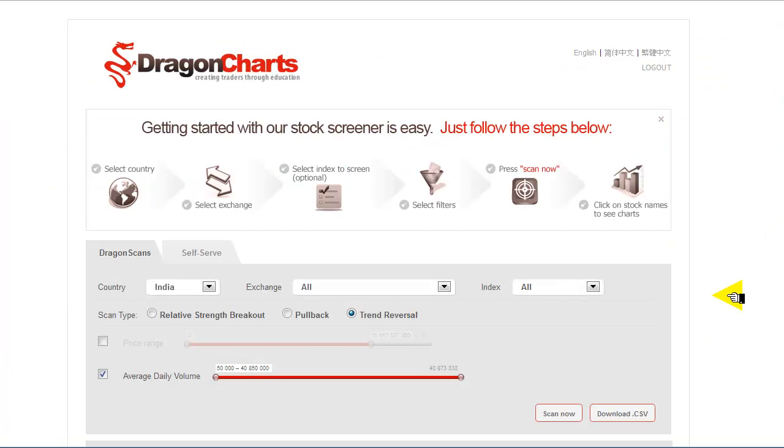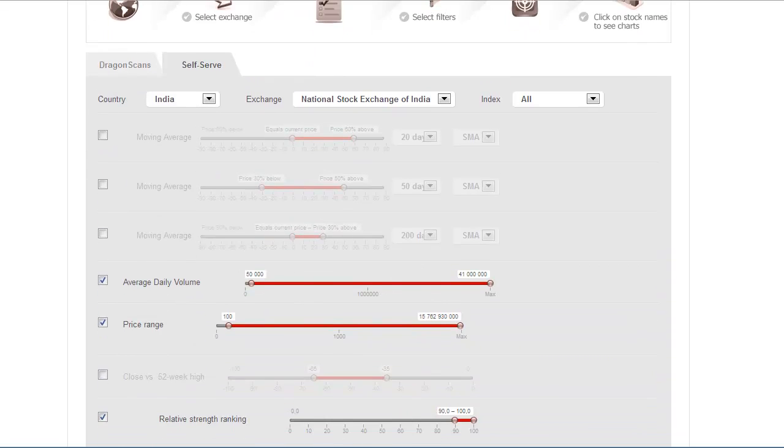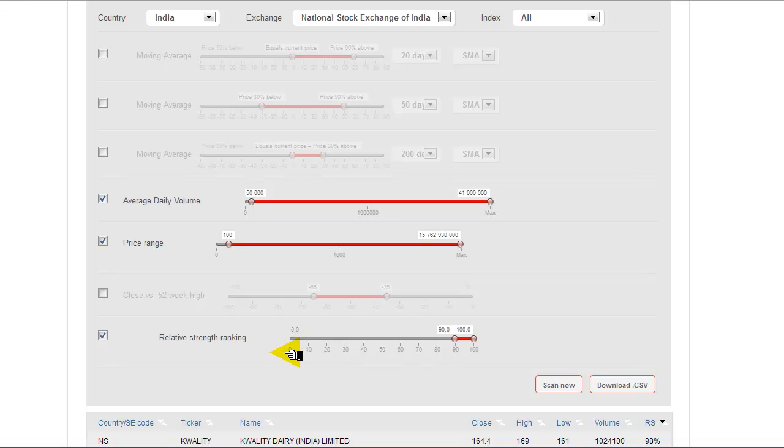Now for more flexibility, let's go back to the self-serve scans by clicking on this tab right here. Again, we'll select India, and this time we'll select National Stock Exchange. Now in a weak stock market, a very quick and easy way to find the stocks with the most relative strength is by using what I call our relative strength ranking, which you see on the bottom here. Now note that this is not the RSI indicator. Rather, our relative strength filter gives us a percentage ranking from 1% to 100% and indicates how strong the stock is relative to every other stock in the exchange.